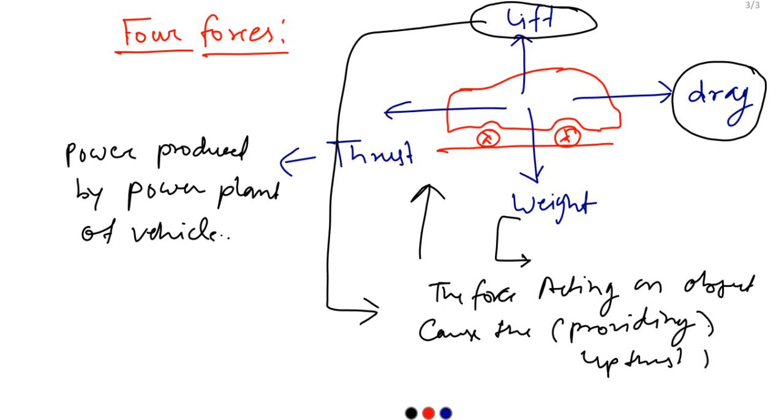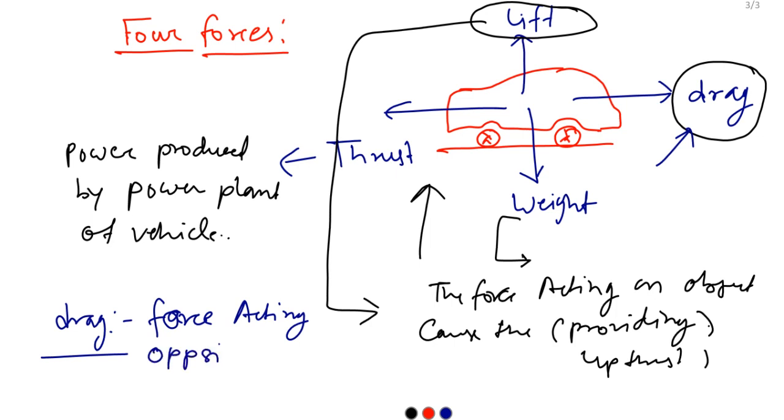And if you would like to define exactly what drag is, we can write: it is produced by air only. It is the force acting opposite to thrust due to air. So that is basically called drag force. Now we will understand how lift is created in our vehicle. Next one: how the lift is created. Let us understand the theory of lift.